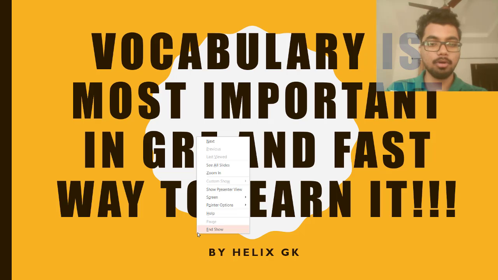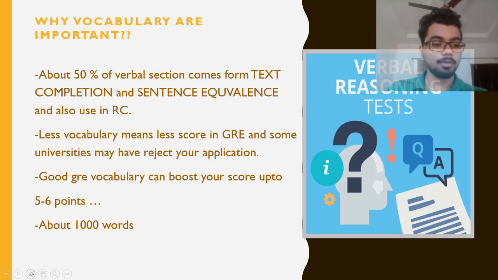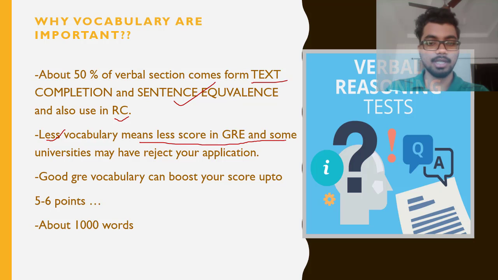So I am going to tell you why you should focus on the GRE verbal. About 50% of the verbal section comes from text completion and sentence equivalence, and the vocab is also used in RCs. So if you don't know that vocabulary, approximately 50% of the marks of your verbal will be cut out. So less vocabulary means less score in GRE, and some universities may reject your application.